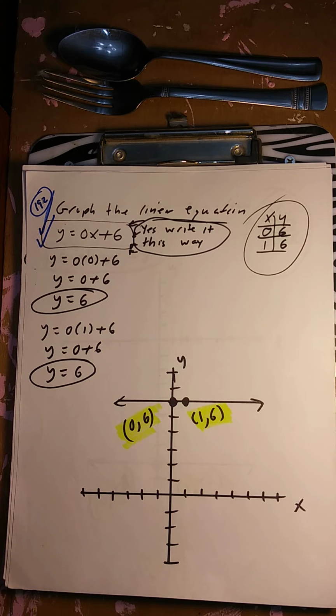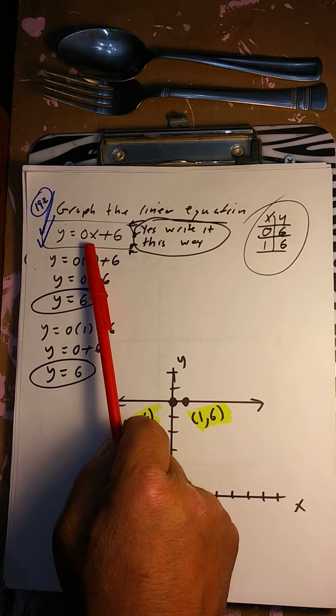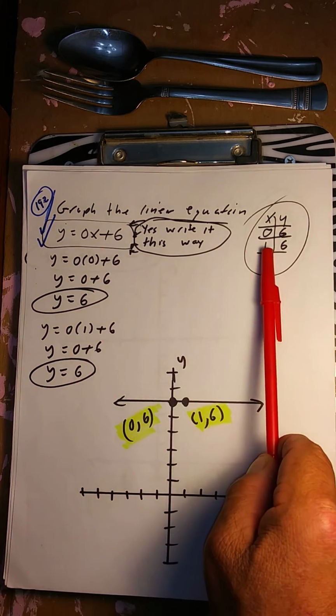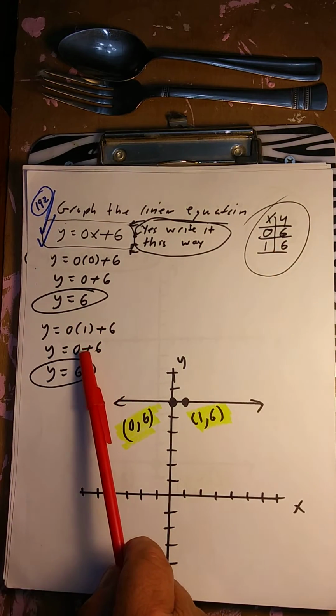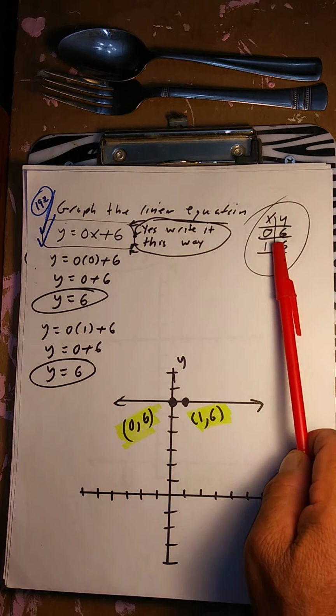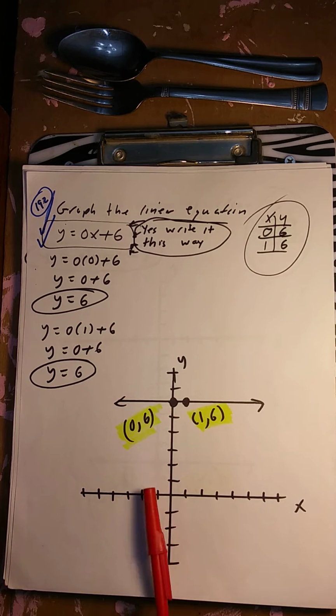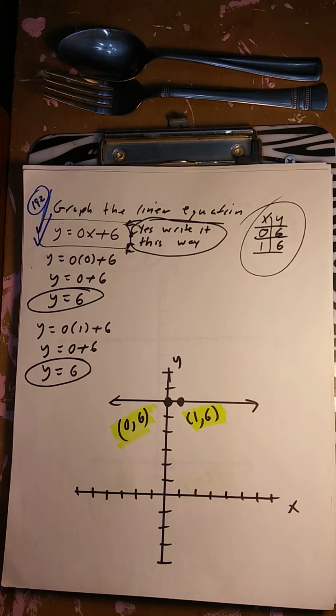Graph the linear function. Again, I wrote it this way: 0x plus 6. If you put 0 in there, 0 times 0 is 0, plus 6 is 6. If you put 1 in there, 0 times 1 is still 0, plus 6 is 6. So it's always going to be 6. So (0, 6), (1, 6), draw the line. A horizontal line like that.